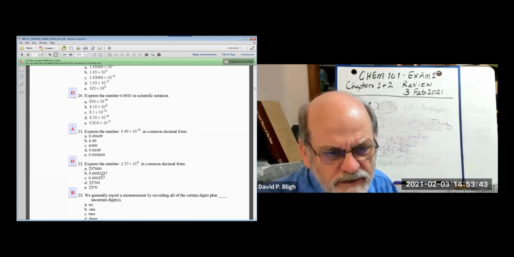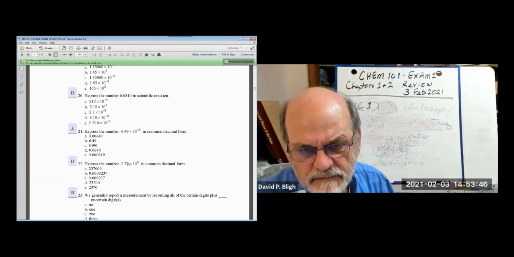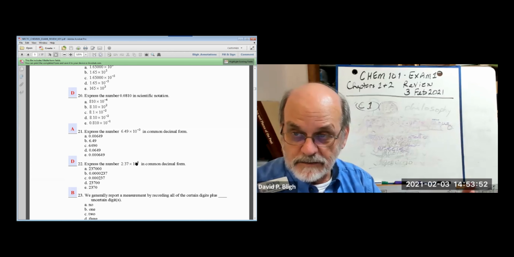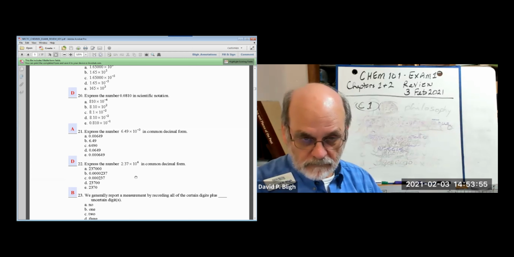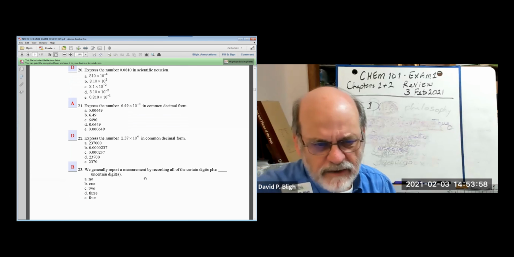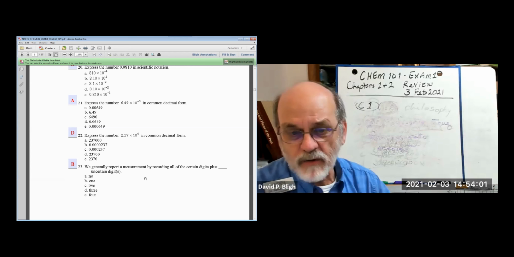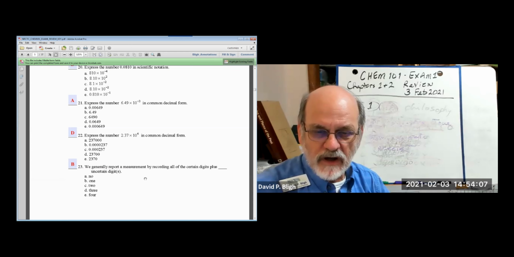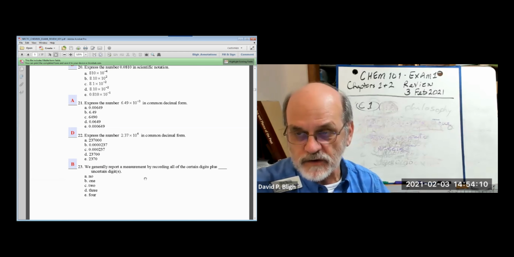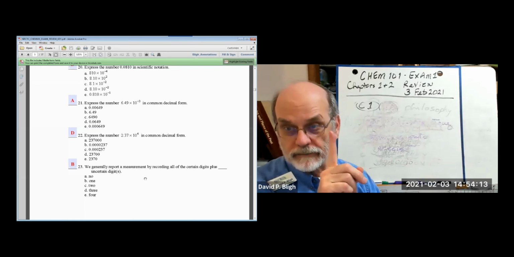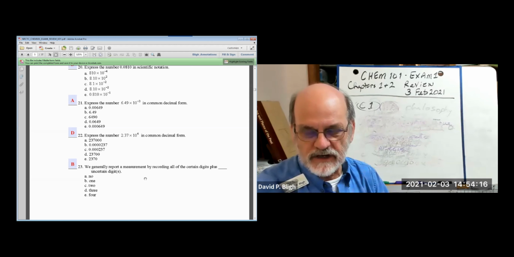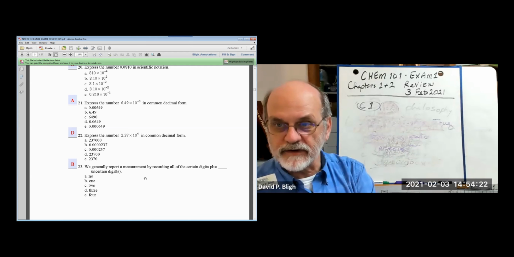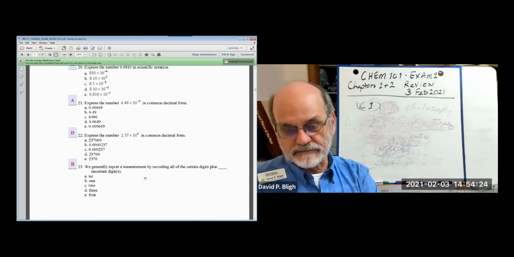We don't need to do D. You know that if the power of 10 is large, then you need to move the decimal to the right to make the number bigger. How about 23? We generally report a measurement by recording. Okay, this is definitional. We report a measurement by measuring all of the certain digits plus how many uncertain digits? It's always just one. The last digit is the uncertain digit. It's a guess, an educated guess if you're a competent scientist, but it's still a guess.